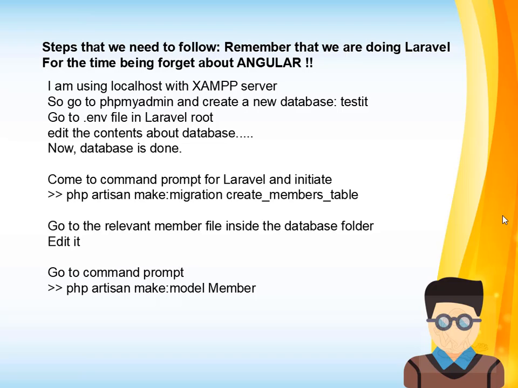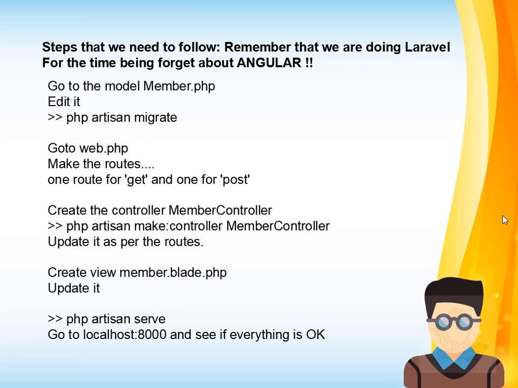Now we are going to create the members table. Go to the relevant member file inside the database folder and edit it. Then we go to the command prompt: php artisan make:model Member. So we make a model called Member. Once that is done, go to the model Member.php and edit it. After that, give the command php artisan migrate.